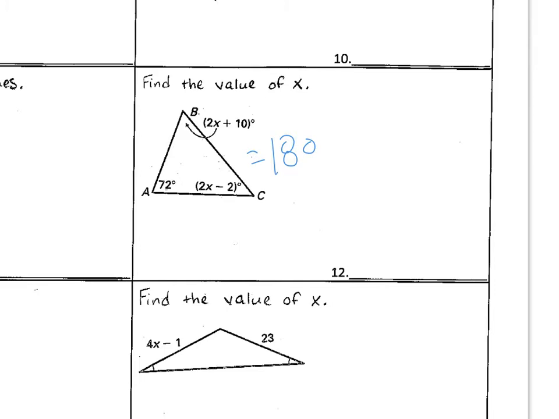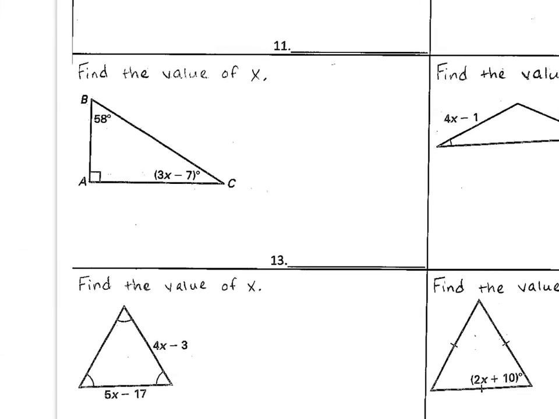Okay, moving on, looking at number 13. Again, find the value of x. Again, you're going to add up all three angles. Okay, you got a 90 here, right? Remember, everything's going to be equal to 180 and solve for x.